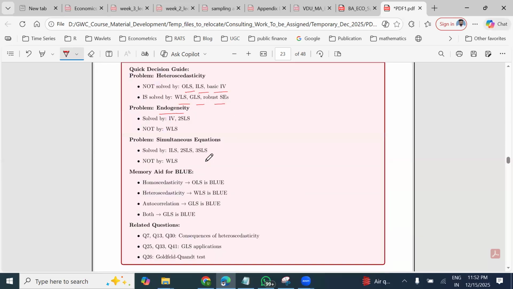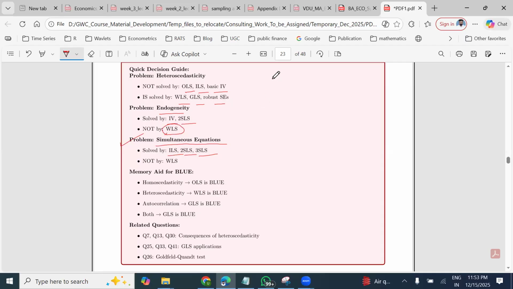So now when there is an endogeneity problem, we use the instrumental variable approach and 2 SLS, 2 stage least square method, not weighted least square method. Please remember this. And when there is a simultaneous equation, you use indirect least square method, 2 SLS and 3 SLS, 2 stage least square method, 3 stage least square method. Clear?